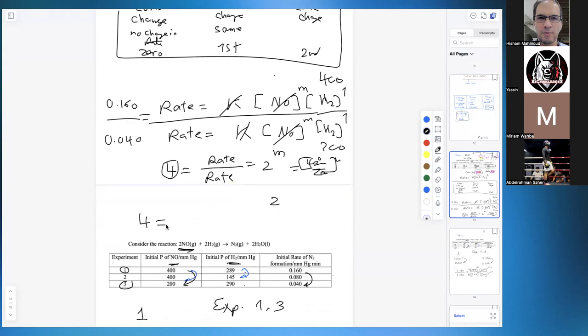So 2 to the power of which number? 2 to the power of it. يبقى m is equal to 2. So it is second order. So can I write the full equation, yeah, Mr.? Now? Yes, I can write the full equation.